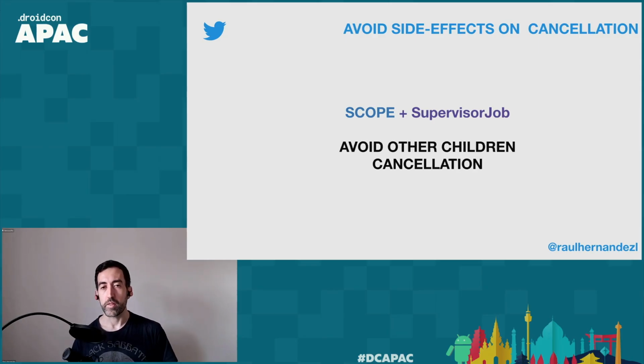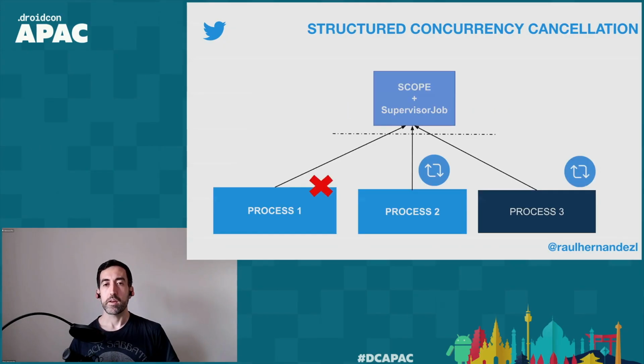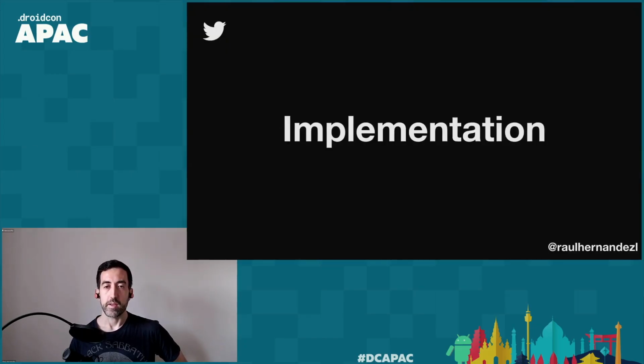If you're familiar with this kind of approach, it's basically avoiding other children's cancellation. By that, I mean, if we have this scope plus supervisor job and process one just gets an exception thrown because, let's say, we have a problem in the network, and you don't want to cancel process 2 and 3 because it's very interesting to keep them going, then by having this scope plus supervisor job, you won't cancel process 2 and 3. They will keep going. They will keep working. And yeah, that's basically it.